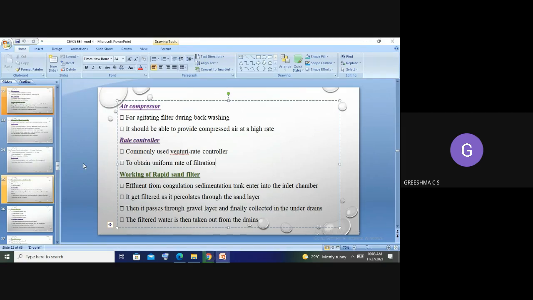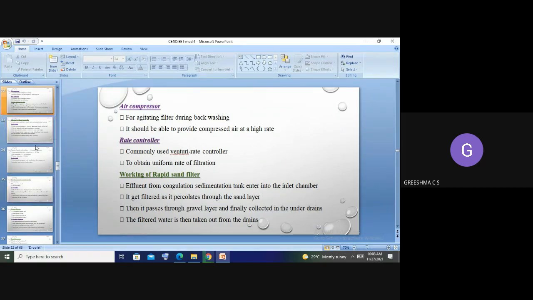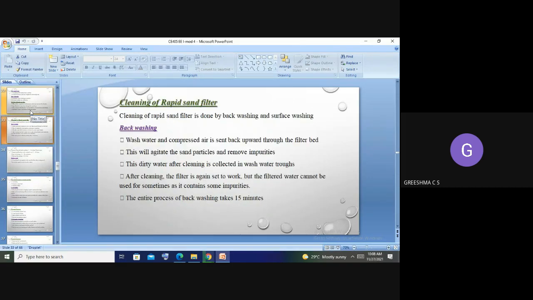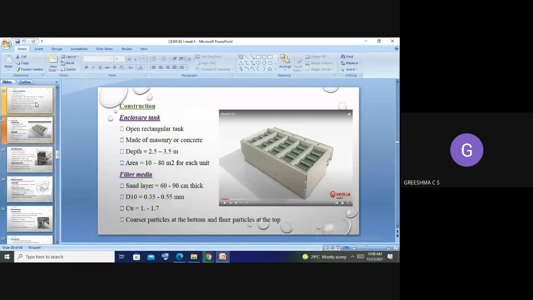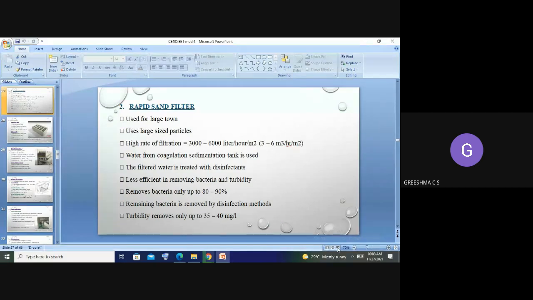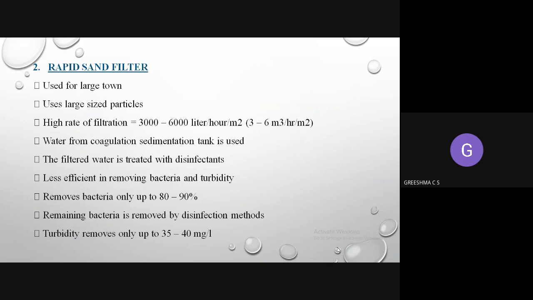Okay, so that is rapid gravity filters. Okay, so that's about the rapid gravity filters. So I think the remaining everything we can study using PPT, once we have understood the basic thing. Okay, so now you have understood all the working and how the rapid filters work.